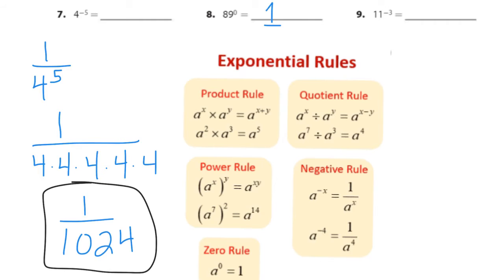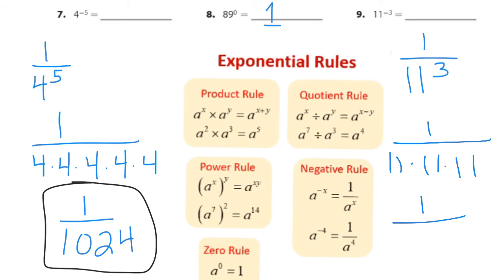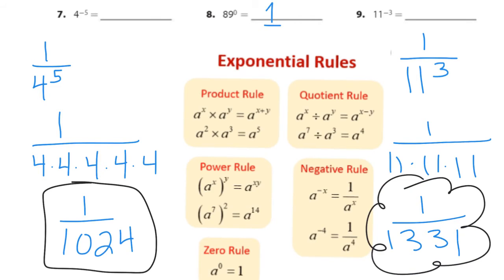Okay, number 9. On number 9, we're going to have 1 over 11 to the third power. Because we have this negative exponent, I'm using the negative rule and I'm writing it as a fraction first. Then we're going to have 1 over 11 times 11 times 11, and that's going to be 1 over 1,331. And that will be the answer to problem number 9. So having this exponential rule really helps out a lot, having this in front of you.